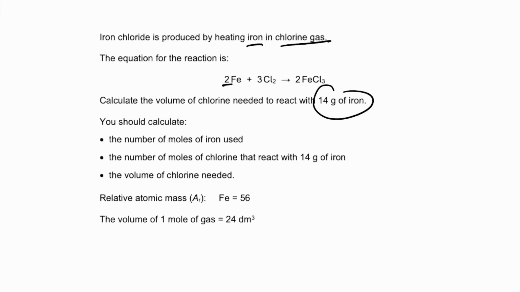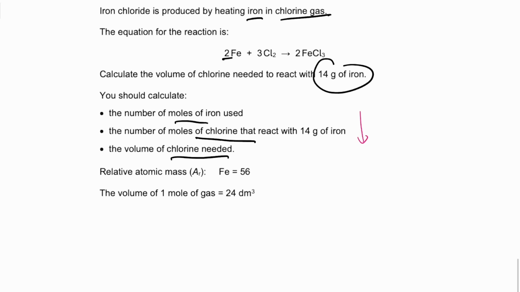And we should calculate the number of moles of iron used, the number of moles of chlorine that react with 14 grams of iron, and the volume of chlorine needed. So this question is worth slightly less marks because they've actually given us the steps on how to do it. As long as we follow those steps, they've laid it out for us, we should be able to get the final answer. So let's go ahead and try to follow those steps then.